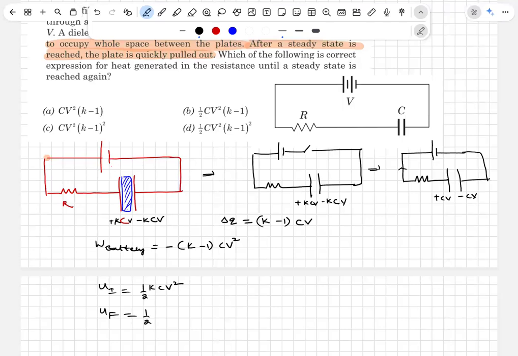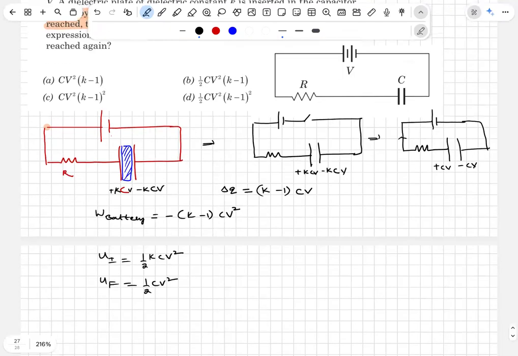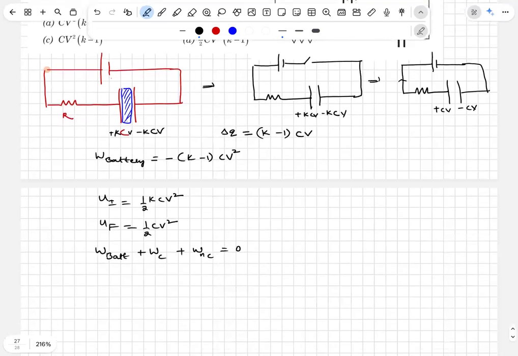Final energy stored is half CV square. Now come back. Work done by battery, work done by conservative force, work done by non-conservative force is equal to 0. Now here comes (K minus 1) CV square.